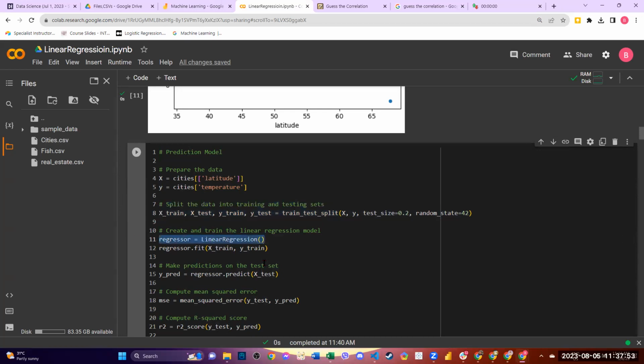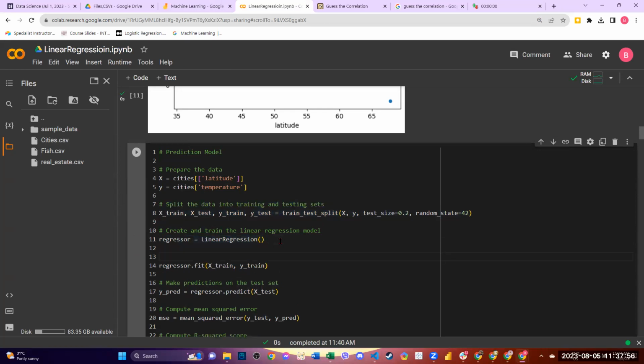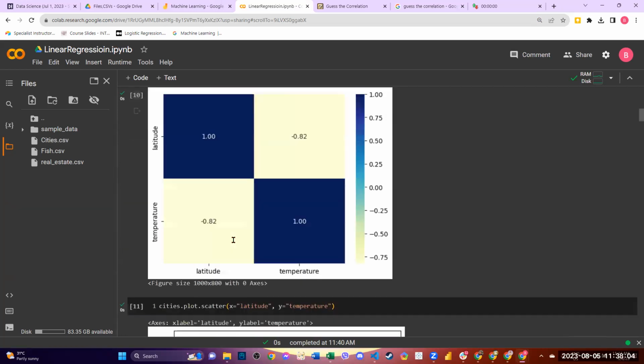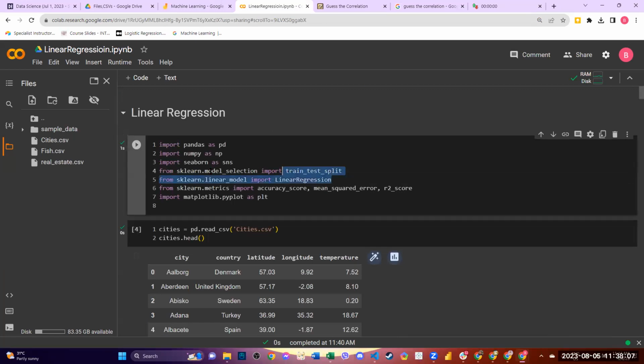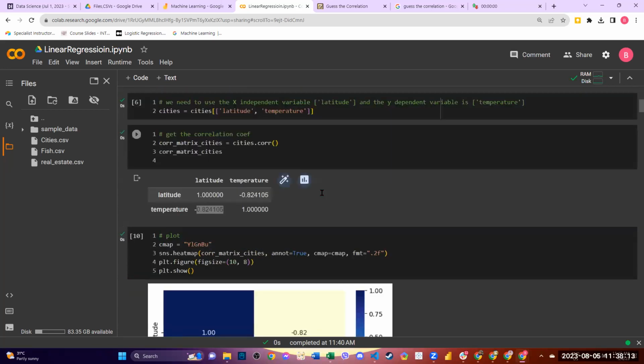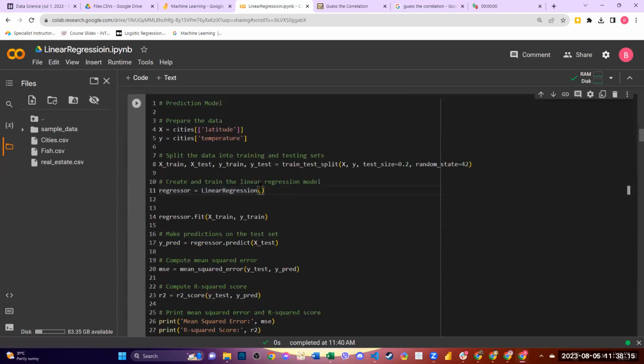Then we are going to use our model. This is already created for us, so we will not create the program from scratch. We imported linear regression on the top. We just inputted the sklearn model, which is linear regression. So we're just going to apply that in our prediction model. So our model is linear regression. Now we train our model: regressor.fit, X train, and Y train.